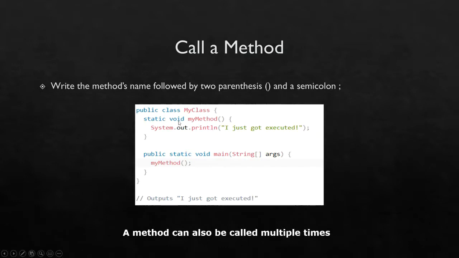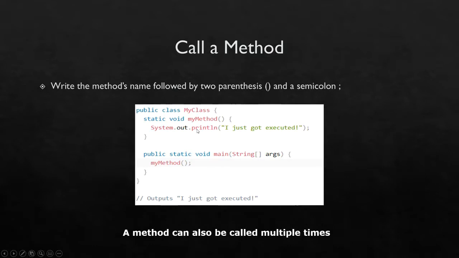So as you can see from here, we have the my method, and sa loob ng method, meron siyang ina-output na I just got executed. So meaning to say, kung tatawagin mo si my method, mag-output lang siya ng I just got executed. For example, we have the main method. There's no need to write again the System.out.println here inside sa main method because meron na siyang output for this method already. So what you just need to do is tawagin mo lang yung method name, and then that will already output what is written inside the method.